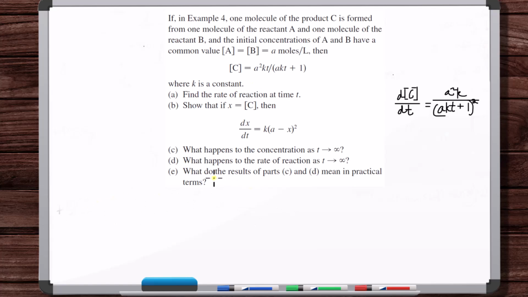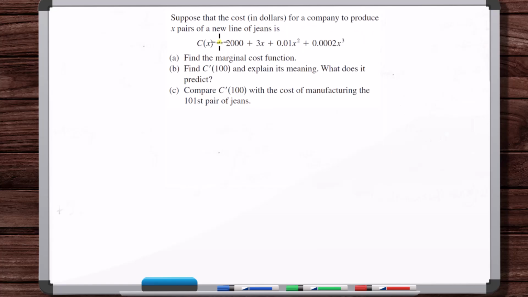Okay, and then what do the results of parts C and D mean in practical terms? We talked about that. Suppose that the cost in dollars for a company to produce x pairs of a new line of jeans is, and here's the cost function. Remember, we talked about how when it came to cost functions, in reality, there's no such thing as a fraction of a unit. So you can only increase by 1 unit or decrease by 1 unit, technically.